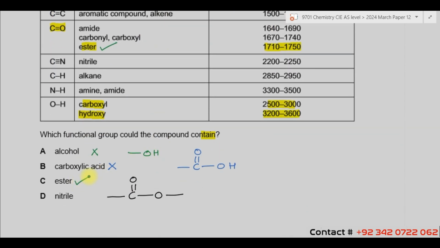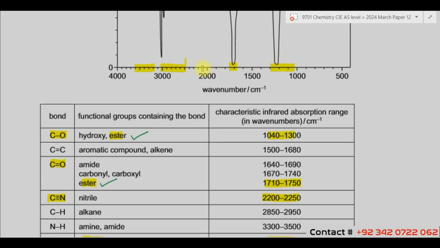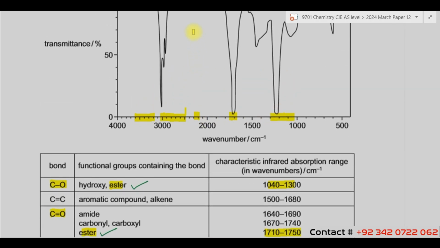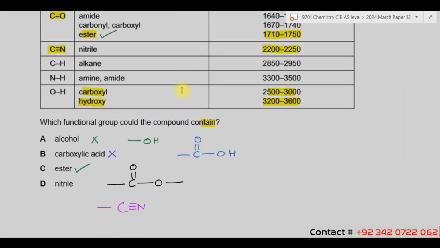So ester is present. Then we have nitrile. In nitrile, carbon makes a triple bond with nitrogen. This nitrile should give a peak between 2200 to 2250. There is no such peak in this region. So nitrile is wrong. Correct answer is ester.